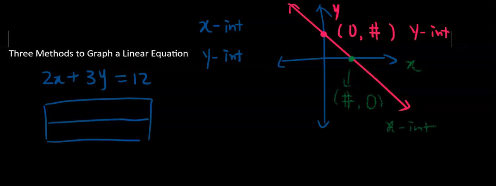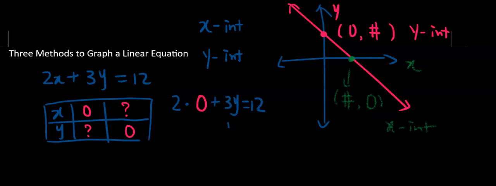Little table only has 3 columns. And where x is 0, we're going to find out what is y. Where y is 0, find out what is x. All right, we're going to calculate right here. The first one, x is 0. So we have 2 times 0 plus 3y is 12. y is 4. So our first point is 0, 4.